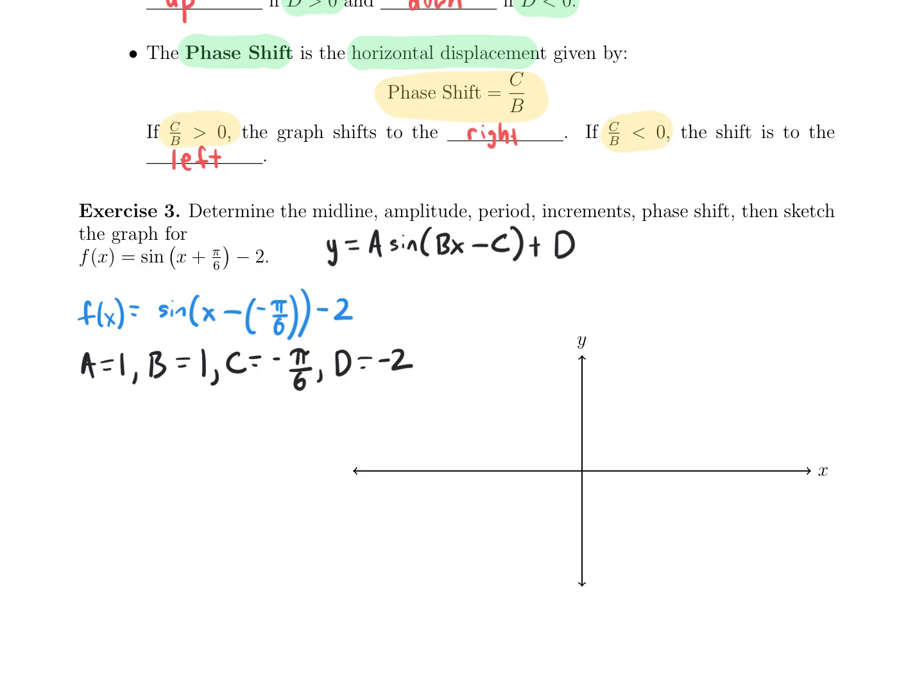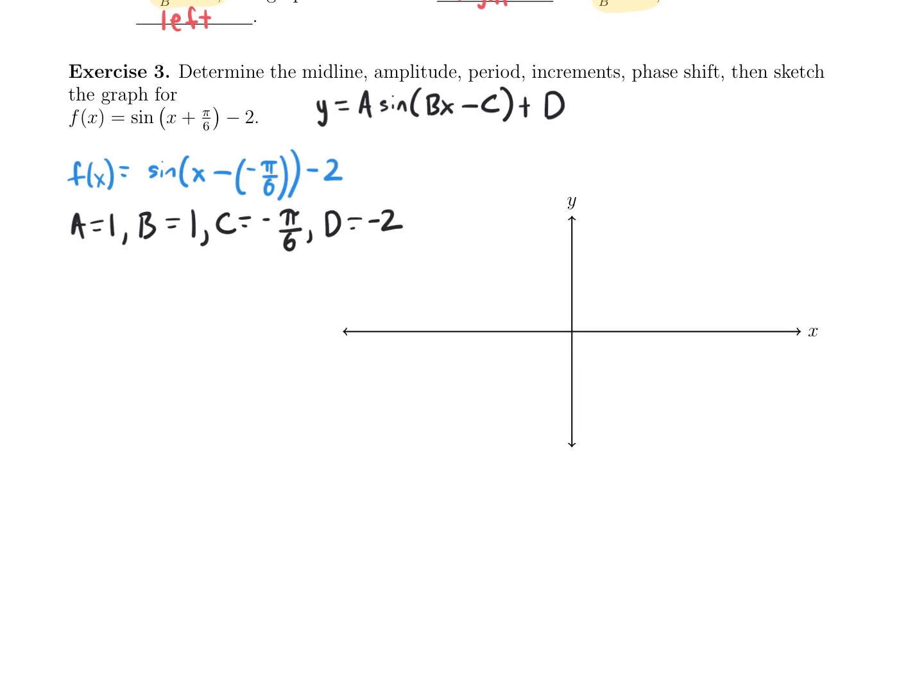All right, let's start with the amplitude. So the amplitude will be, actually we can start with the midline. Let's start with the midline. It doesn't really matter what you start with, but I'll start with the midline. The midline, remember, is y equals d. D is negative 2. So we got our midline. Right, now let's move on to amplitude. The amplitude, I'm just going to call it amp, is the absolute value of A, which in our case is just the absolute value of 1, which is 1.